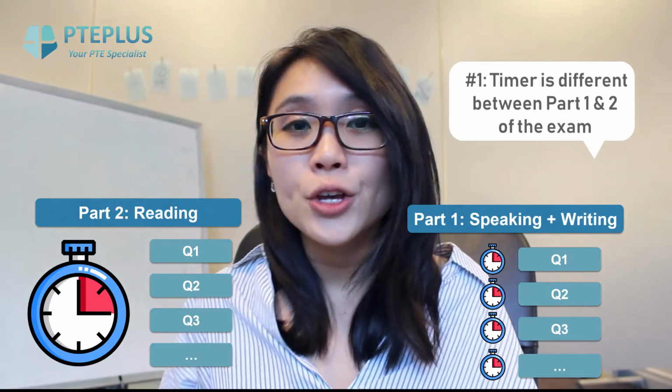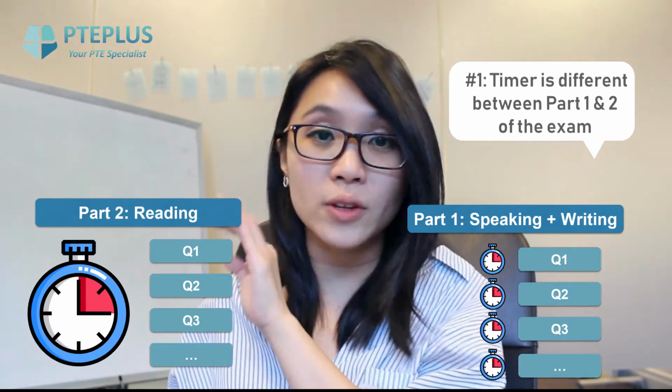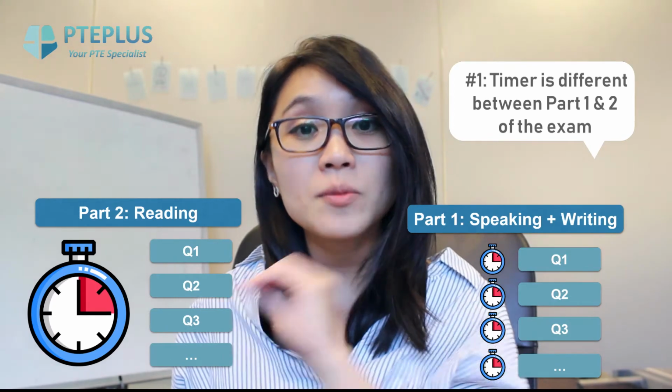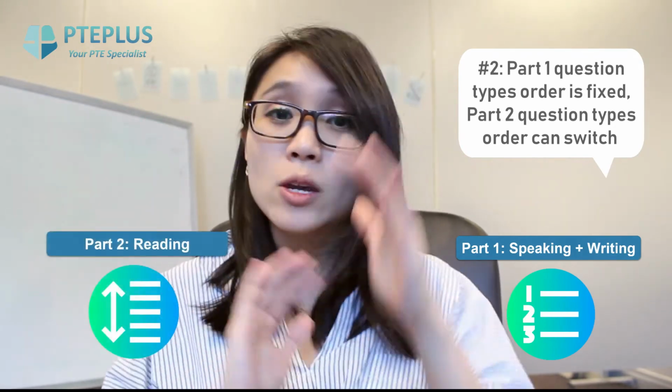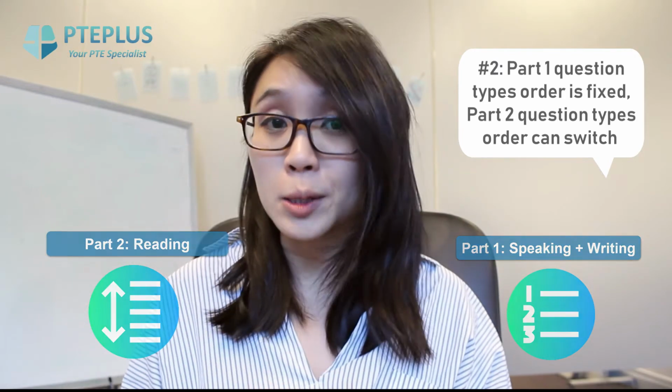So in part 1, for every single speaking and writing question type, each question has a timer for itself, so they are individually timed. But for part 2, reading, you're given one timer for all of the questions under reading. So it is up to you to manage your time between all of the different questions. The second difference is that for speaking and writing, the order of the questions that you face are always fixed. Whereas in reading, the order of the questions can swap a little bit.